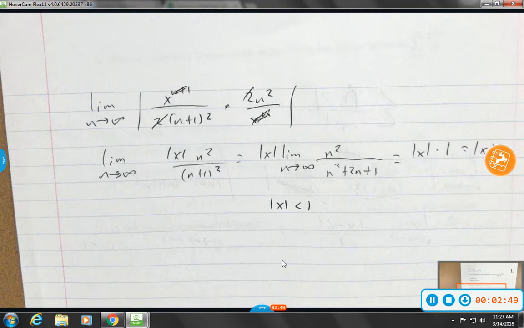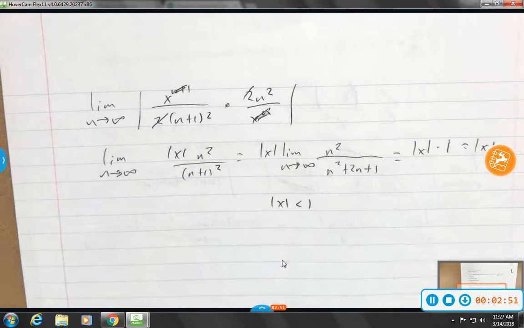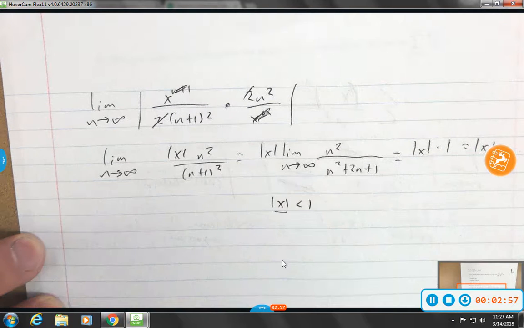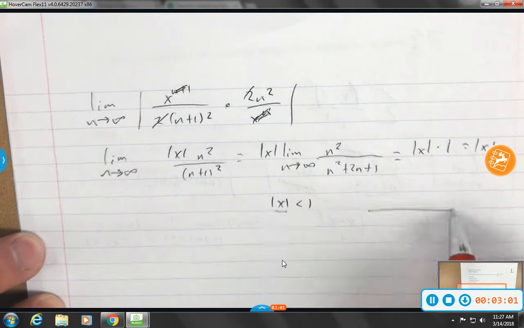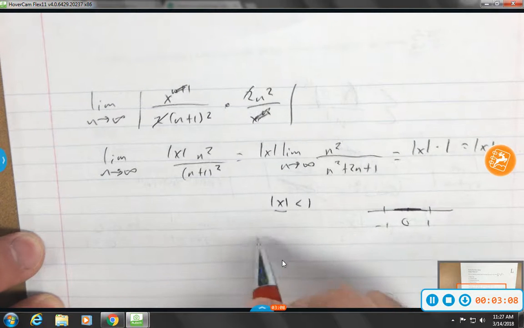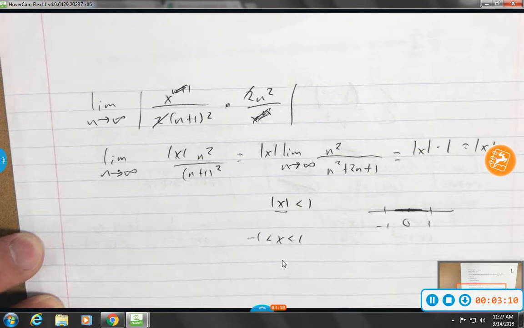Now it's on tape. Absolute value less than 1 here means that you are, what does that mean? It means the distance from 0, or the magnitude of x, is less than 1. So make a little number line here. Here's 0, here's 1, here's minus 1. If your magnitude is less than 1, you're in here, right? So you're between minus 1 and 1, right?